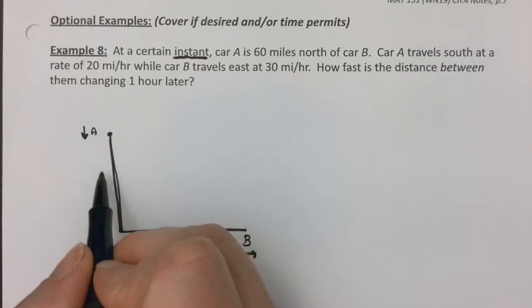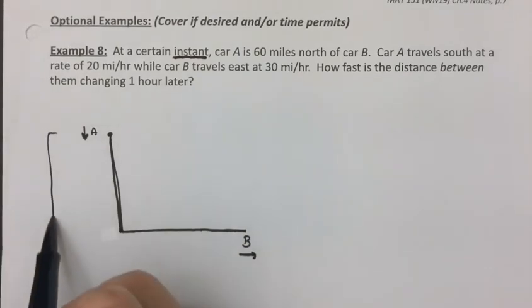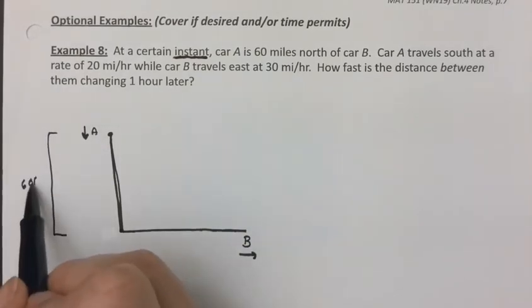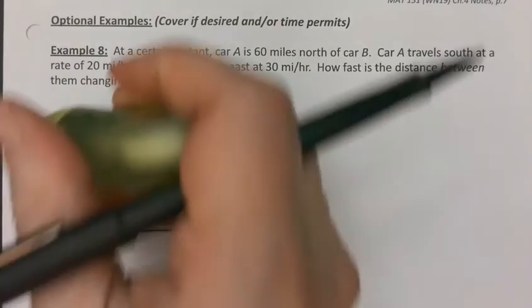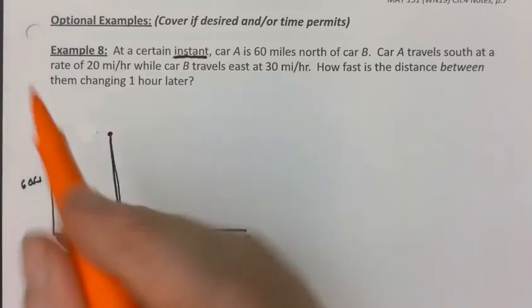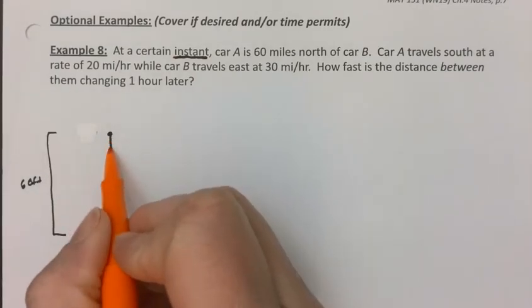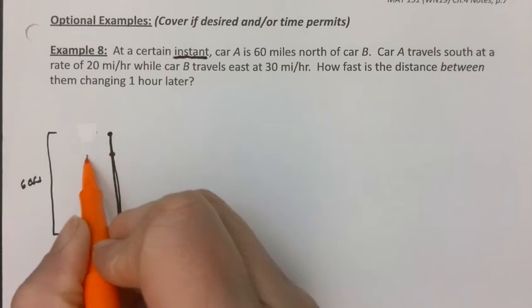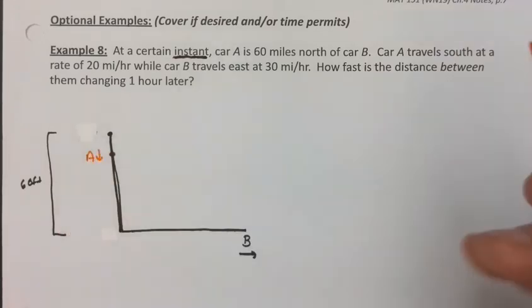This 60 was at the beginning. So I know that was 60 miles originally, but maybe let me put A further down. So A is traveling down along that line. A is starting up here but going down. So A is moving downward.